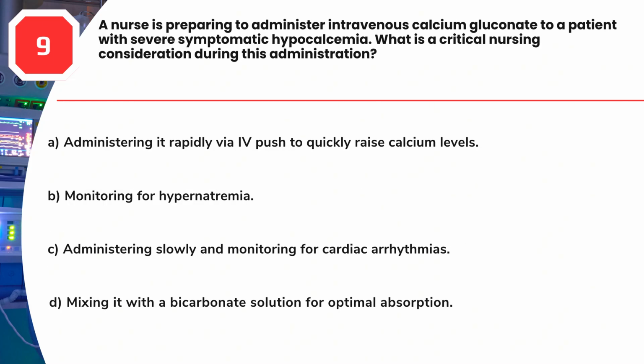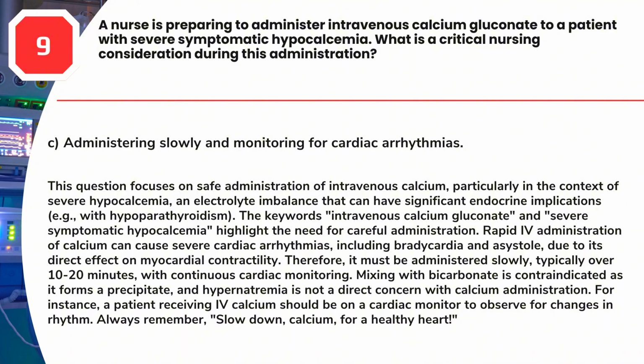Question 9. A nurse is preparing to administer intravenous calcium gluconate to a patient with severe symptomatic hypocalcemia. What is a critical nursing consideration during this administration? A. Administering it rapidly via IV push to quickly raise calcium levels. B. Monitoring for hypernatremia. C. Administering slowly and monitoring for cardiac arrhythmias. D. Mixing it with a bicarbonate solution for optimal absorption. Answer C. Administering slowly and monitoring for cardiac arrhythmias.